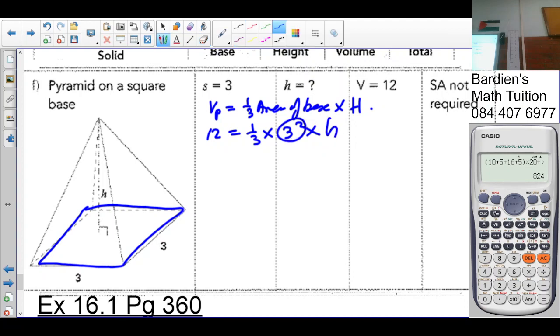So 3 squared is 9. 9 times a third is 3. So I divided by 3 both sides. So your perpendicular height is going to give you 4. So that's going to give you 4 units.